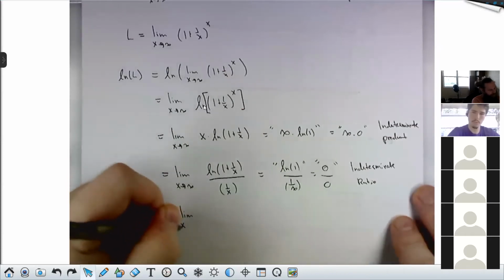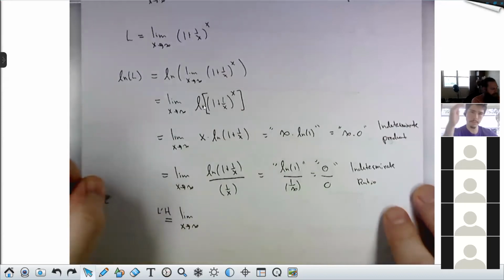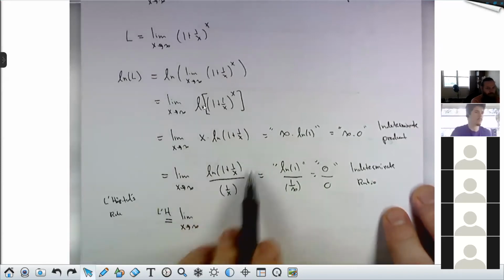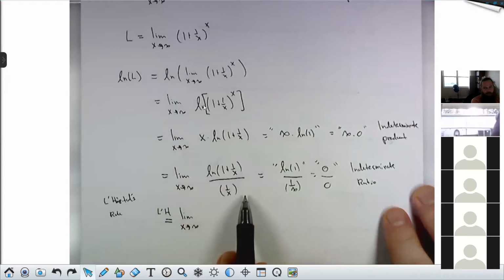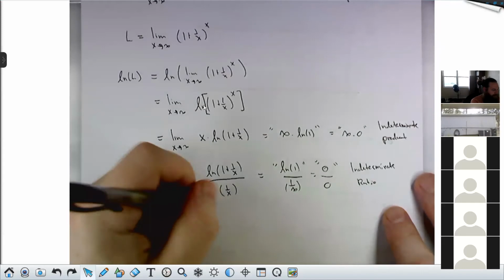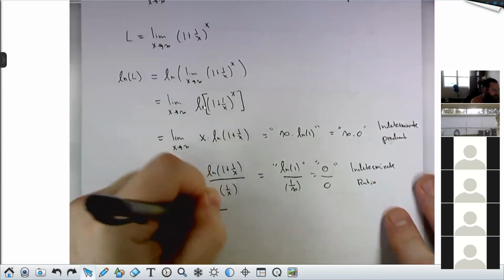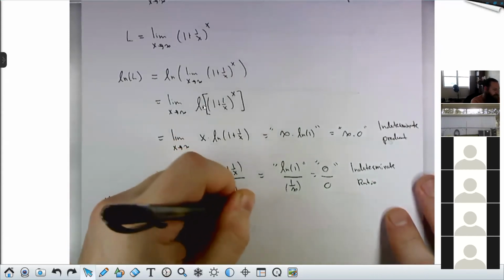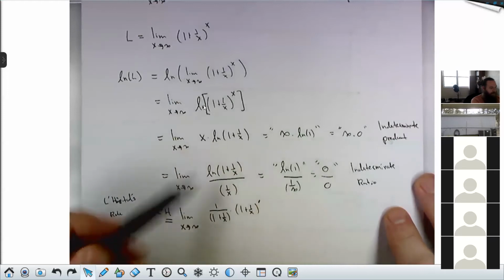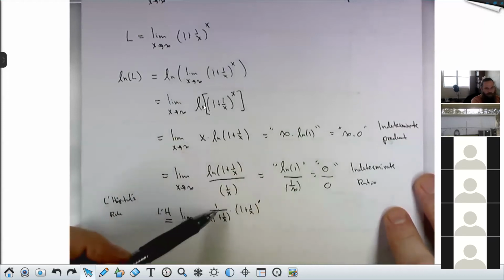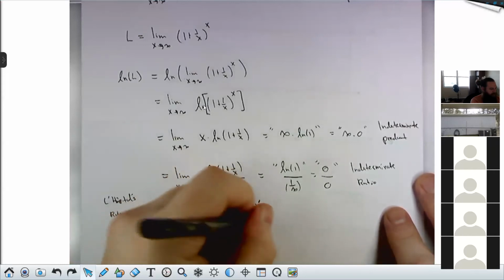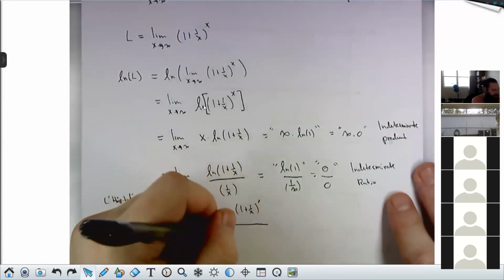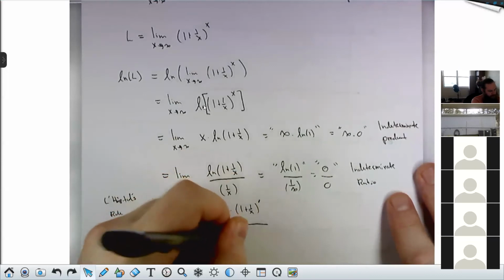I'll still have my limit as x goes to infinity. L'Hopital's rule says take the derivative of the top and the derivative of the bottom, and then try again. The derivative of the top is 1 over 1 plus 1 over x times the derivative of 1 plus 1 over x. It's a chain rule thing. You differentiate a natural log, you get 1 over the inside times the derivative of the inside. And downstairs here, the derivative of 1 over x is negative 1 over x squared.